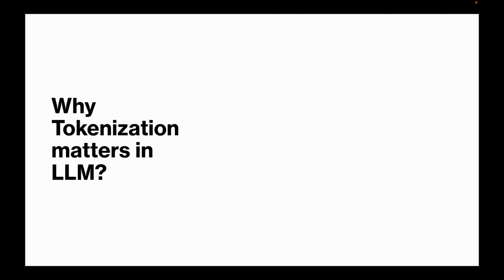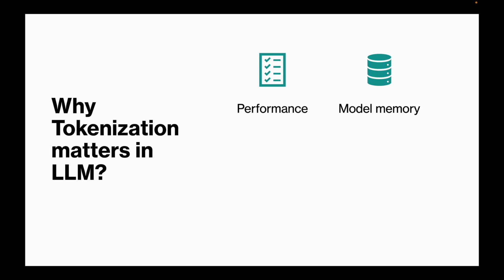Why do tokens matter in LLMs? Tokens matter in LLMs because they affect performance, model memory, and computation cost. In an LLM, every prediction happens token by token. Hence, the cost and the generation speed directly depend upon the number of tokens used.